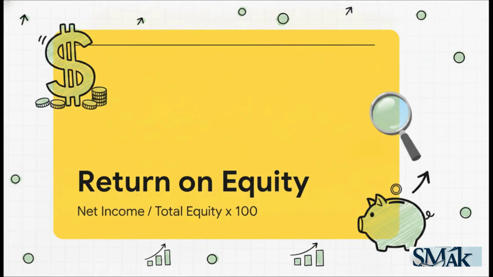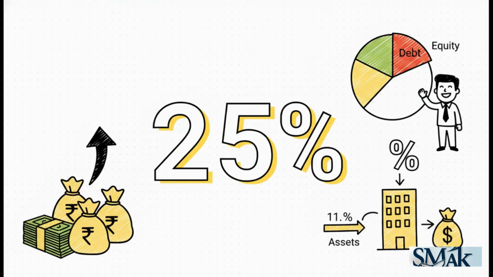Therefore, we calculate the return on equity, or ROE. We take our same $100,000 net profit, but this time we place it strictly over the $400,000 of owner's equity. We really just want to know how the owner's specific money performed. And the result is a fantastic 25%. Honestly, this is what investors really care about.